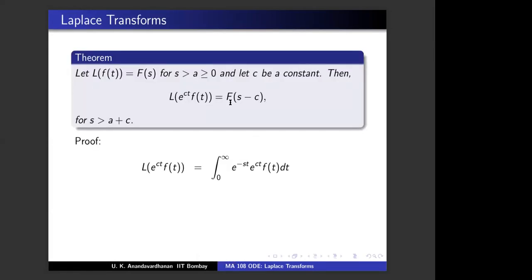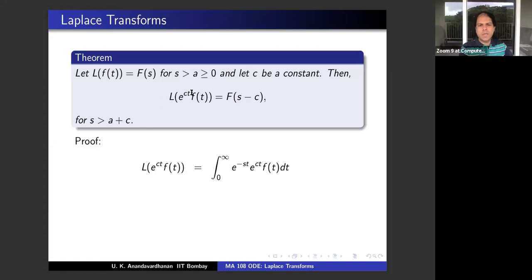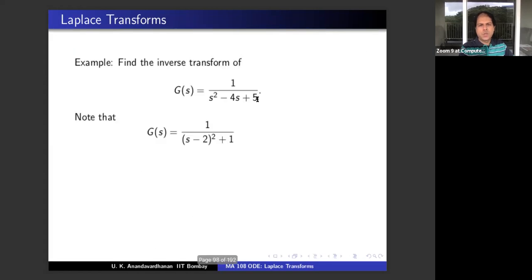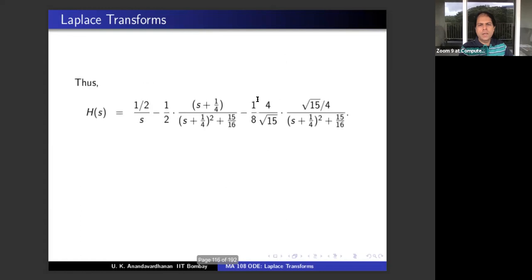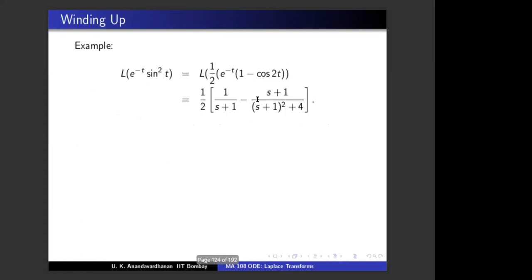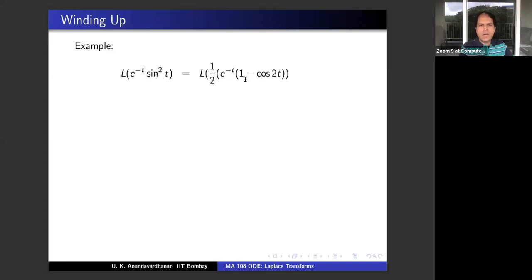E power ct is f of s minus c. E power ct is f of s minus c. Whatever you are multiplying, the coefficient in the exponential is subtracted. So here it will be plus 1. Whatever is there is subtracted. So minus 1 is subtracted. So s minus minus 1.